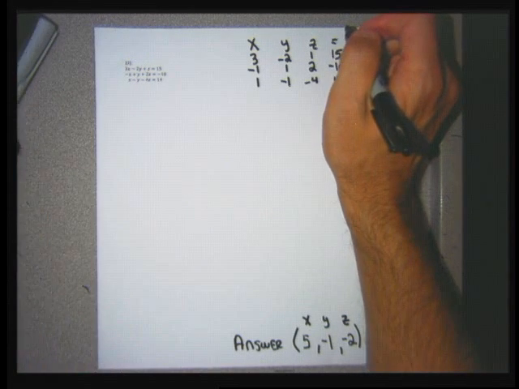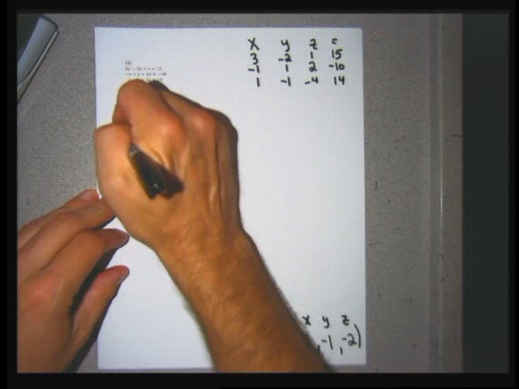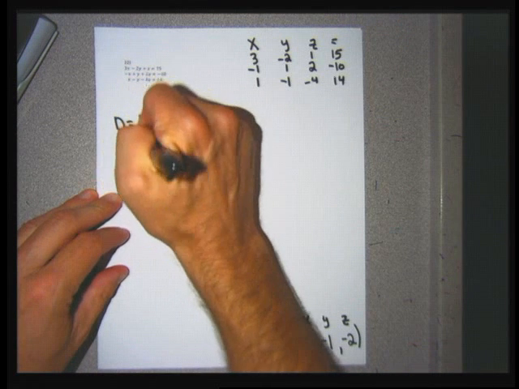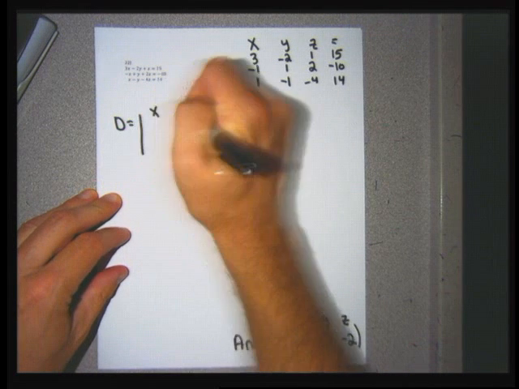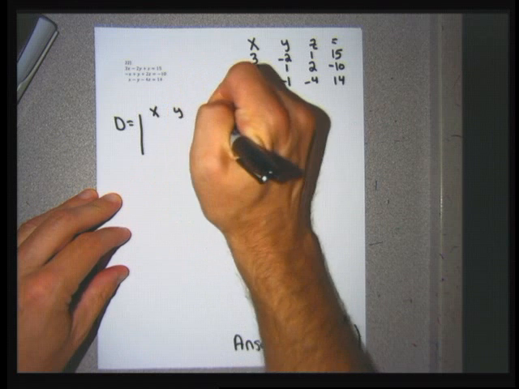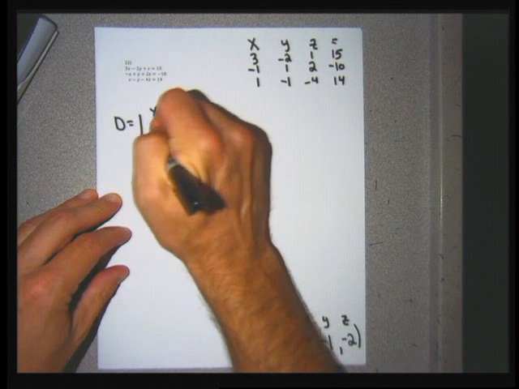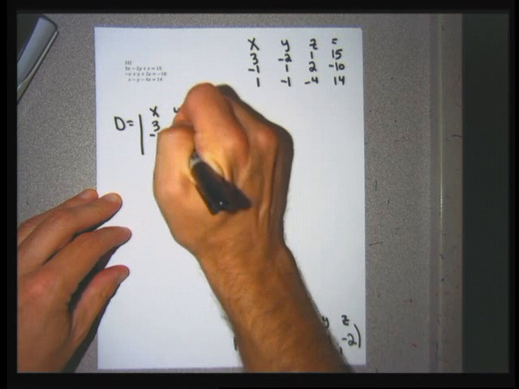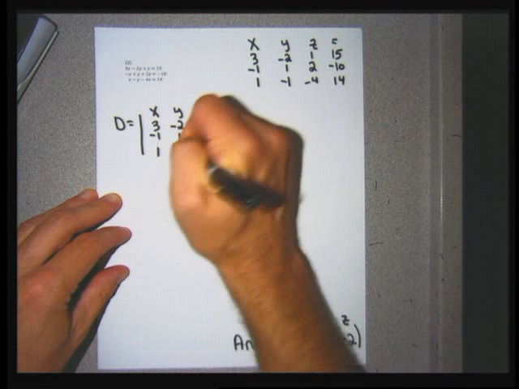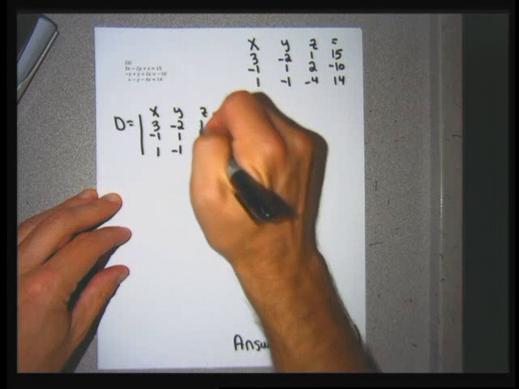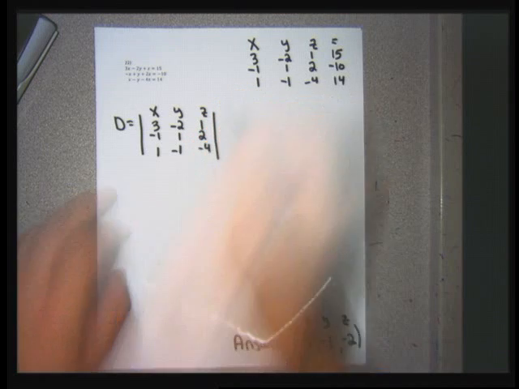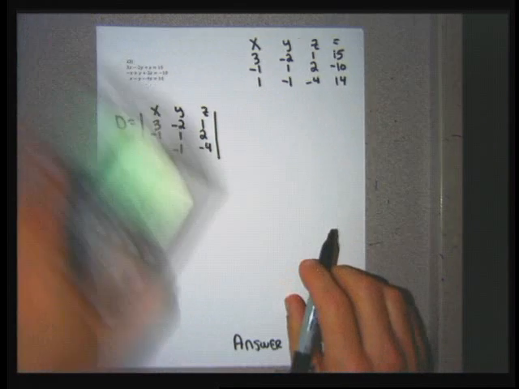Now I'm going to set up 4 determinants. One determinant I'm going to call D. D is going to have the x column of numbers, then the y column of numbers, and then the z column of numbers. So it's going to have 3, -1, 1, -2, 1, -1, 1, 2, and -4. Let me find that determinant since I'm thinking about it.